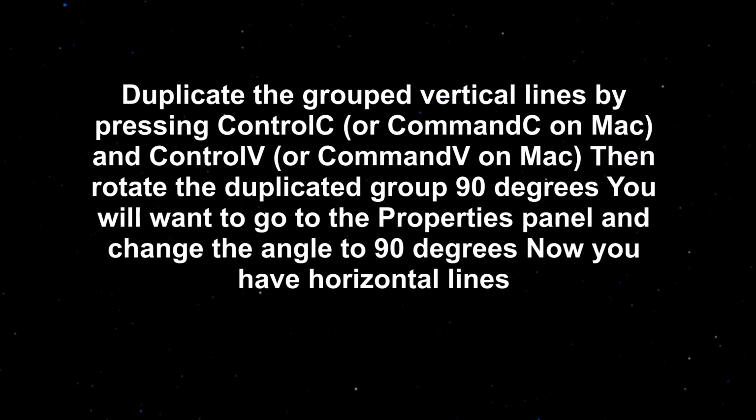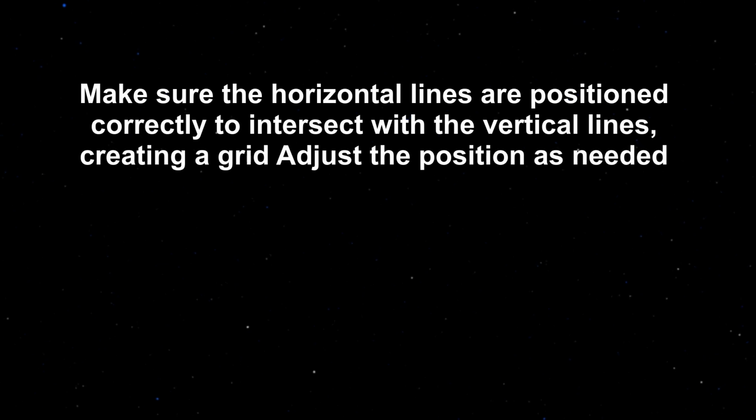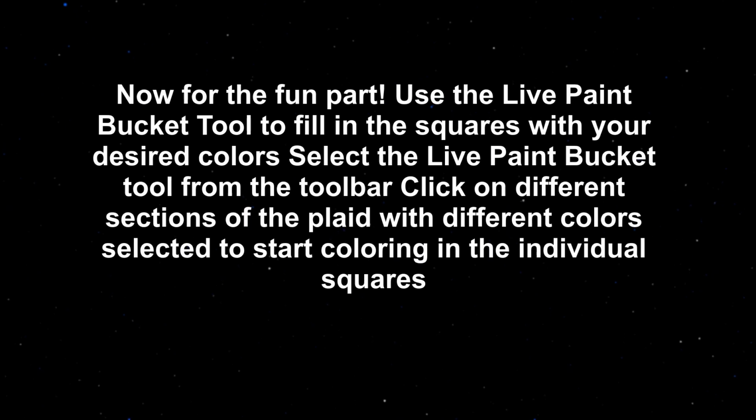Now you have horizontal lines. Make sure the horizontal lines are positioned correctly to intersect with the vertical lines, creating a grid. Adjust the position as needed. Now for the fun part: use the Live Paint Bucket tool to fill in the squares with your desired color. Select the Live Paint Bucket tool from the toolbar. Click on different sections of the plaid with different colors selected to start coloring in the individual squares.